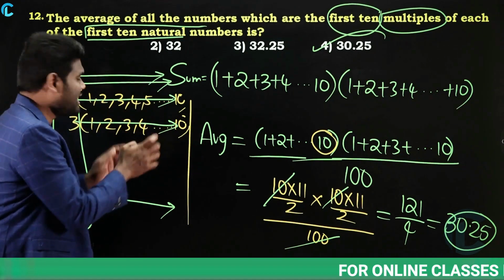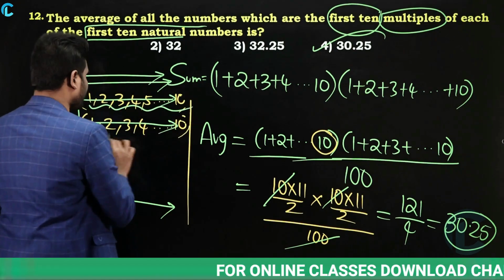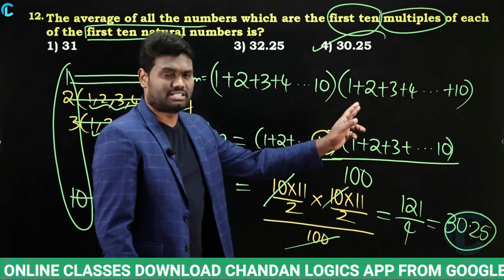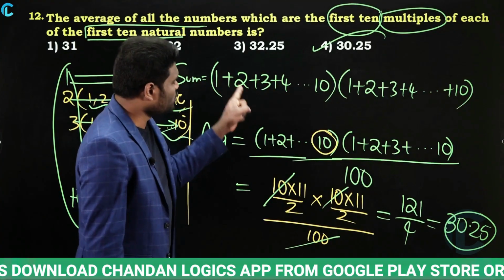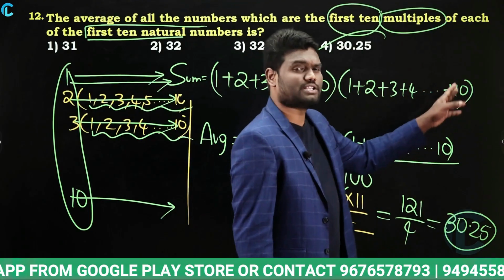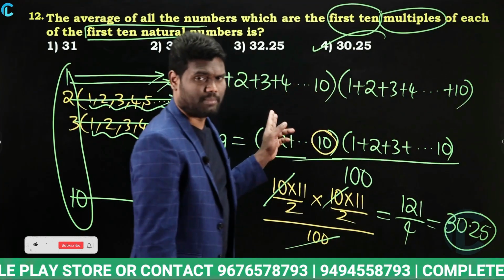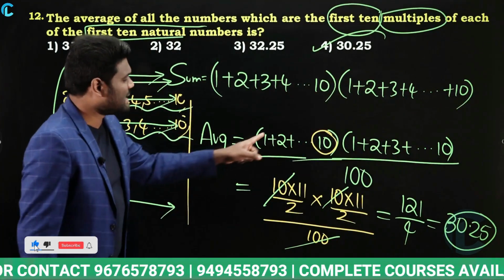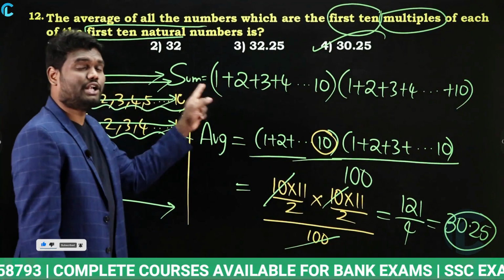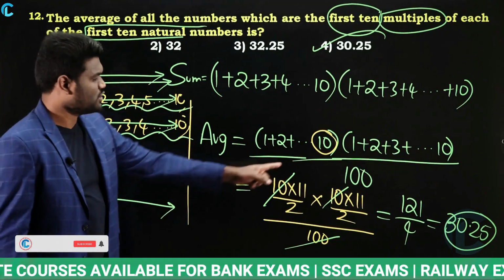Now when I take them common, all the numbers will be 1, 2, 3, 4, 5, 6, 7, 8, 9, 10, 1, 2, 3, 4, 5, 6, 7, 8, 9, 10. When you add these numbers, the sum is going to be 1 plus 2 plus 3 plus 4 plus so on 10 into 1 plus 2 plus 3 plus 4 plus so on up to 10. This is nothing but the sum. But the question is average. So sum of numbers divided by number of numbers. Number of numbers is 10 into 10, 100 numbers. So divided by 100.